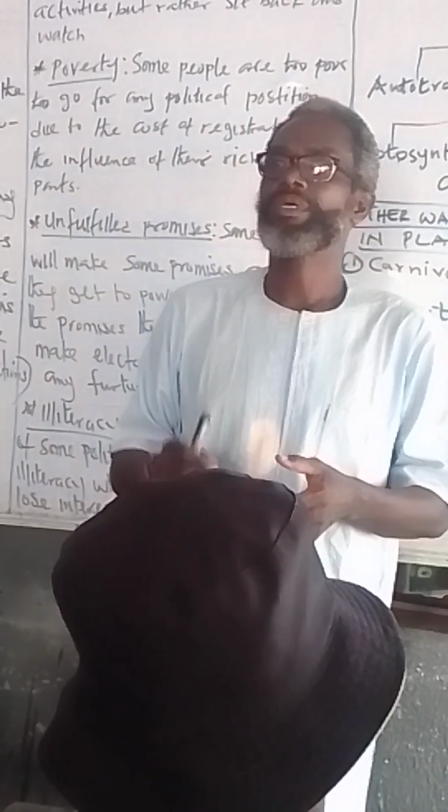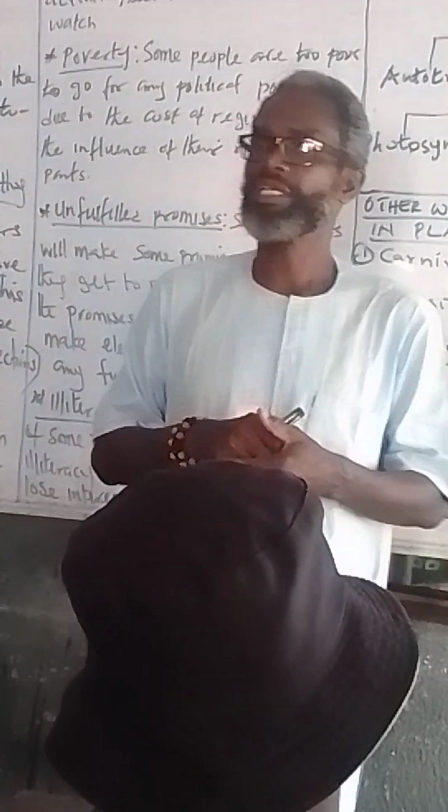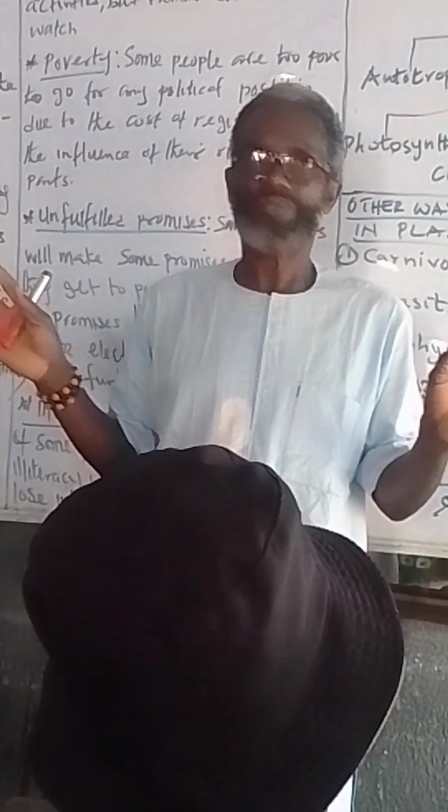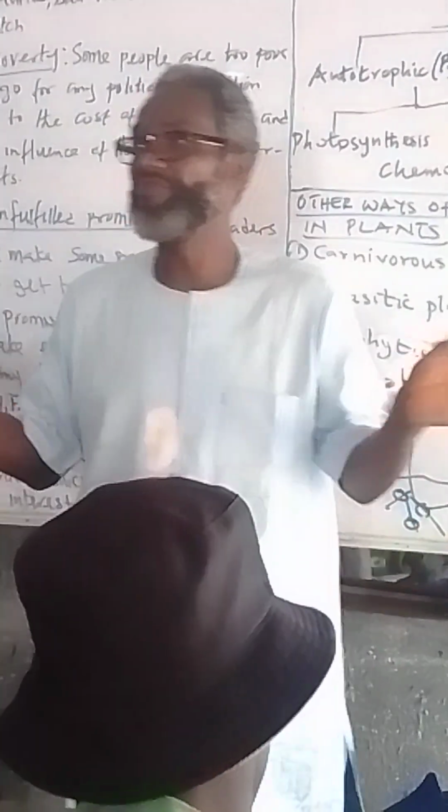Now, commensalism is a relationship between two organisms where one does not benefit at all, while the other one benefits. But the one that does not benefit also does not suffer. Are you with me? Does not benefit, does not suffer.